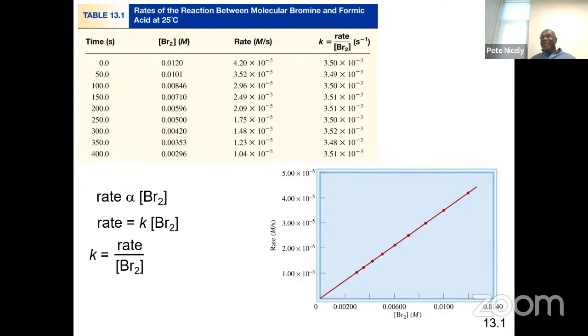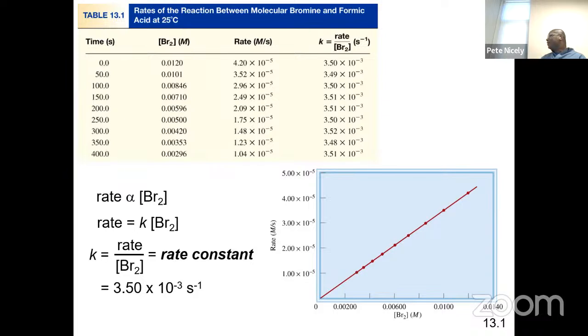Now, there's a name given to that constant of proportionality. It is called the rate constant. So to determine the rate constant for the reaction, we would average all those values, and when you average them, you get 3.50 times 10 to the minus 3 seconds to the minus 1. So that's basically the result for the reaction between bromine and formic acid, in terms of looking at the rate of the reaction with respect to the concentration.